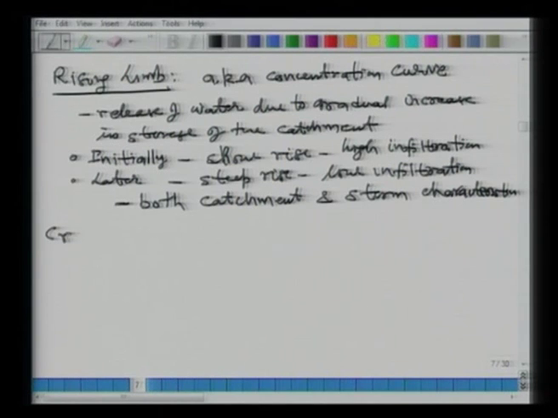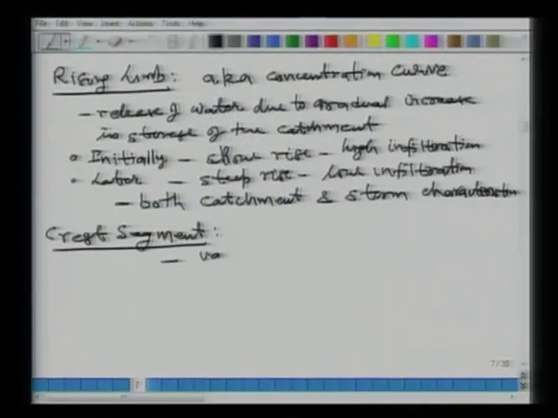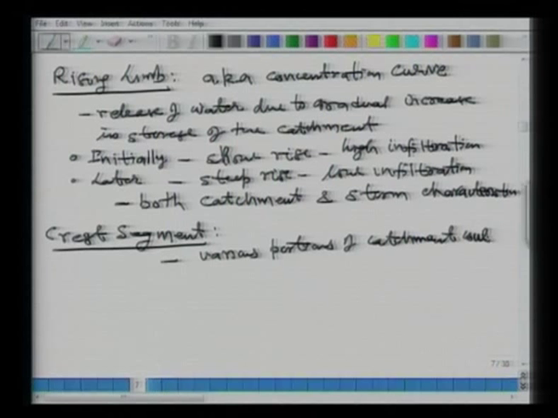Then the next is the crest segment. As you can understand, we are close to the peak of the hydrograph. At that point of time, all the catchment area is contributing runoff at the outlet. All right. So, most of the area is contributing. So, you say various portions of the catchment contribute runoff at the outlet.